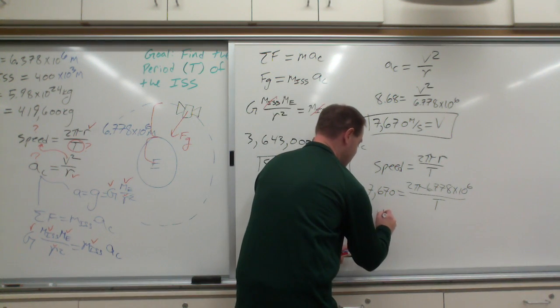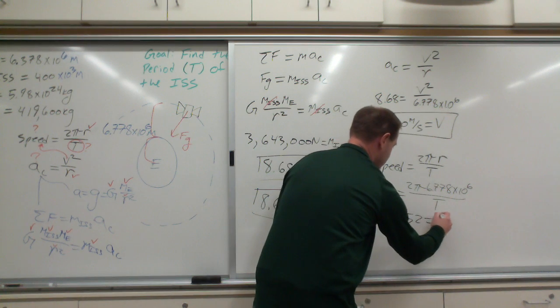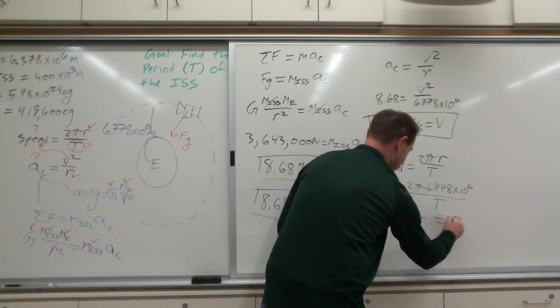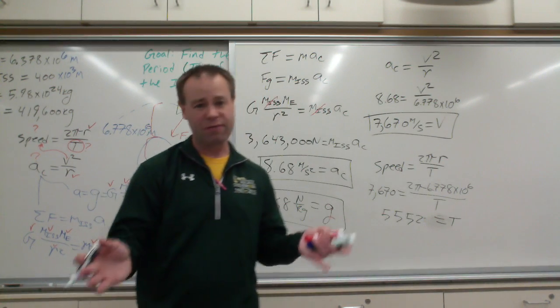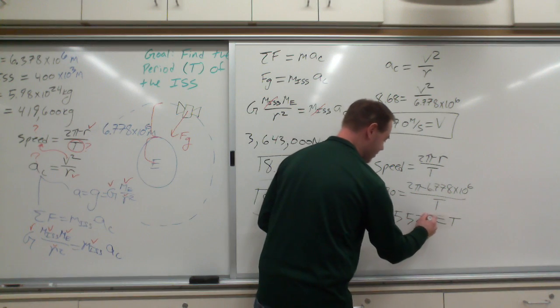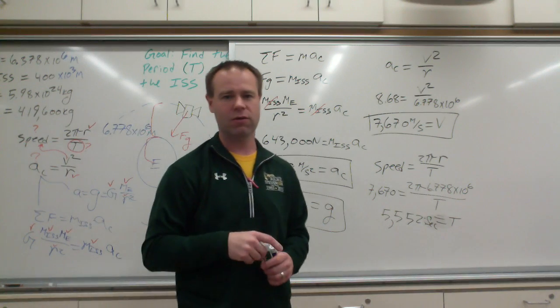5,552. So 5,552 is the period of the International Space Station's orbit. But what, wait, Mr. Bozade, 5,552 what? 5,552 seconds. That's how much time it takes the International Space Station to orbit the Earth.